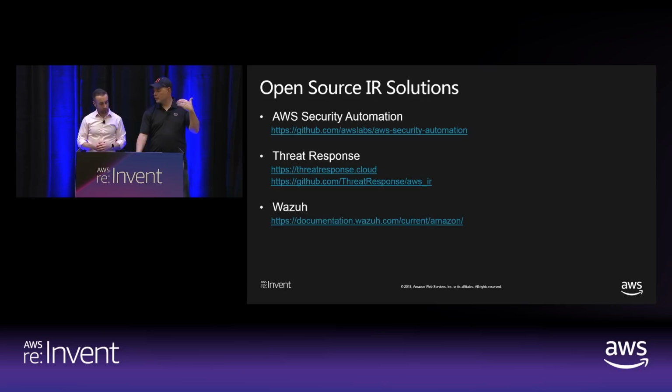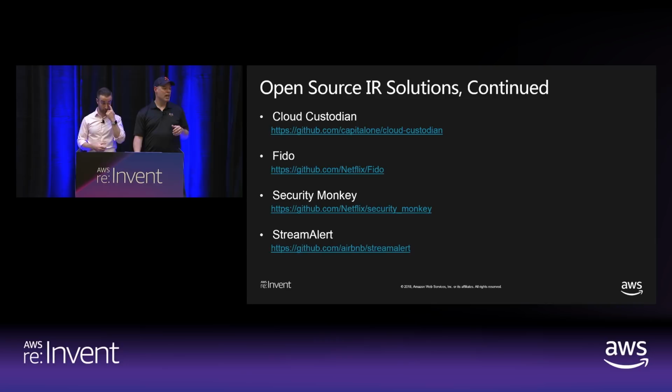Weza now has integration with AWS as well, or supports AWS. Our customers have a number of open source incident response solutions that they have published as well, and those are available now. If you look at Cloud Custodian from one of our customers, Capital One, that's a great resource for you. Fido and SecurityMonkey from Netflix, and a number of other open source projects are available. The Netflix security team, absolute rock stars, are putting out open source code to help with security related stuff in your AWS environment. And Airbnb has Stream Alert, another open source project associated with security and automating those workflows.